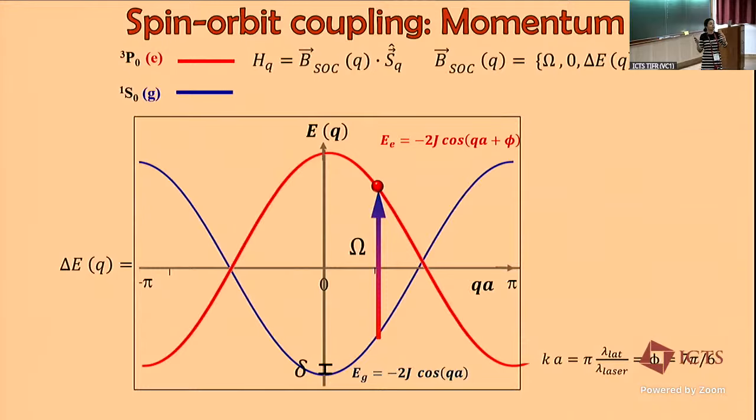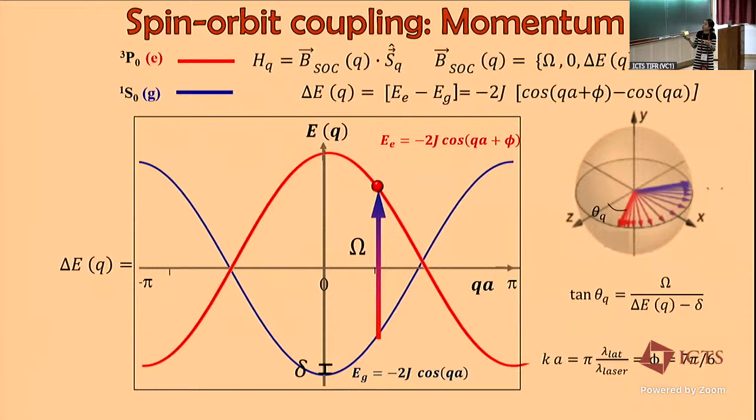This dependence of the momentum of the magnetic field with the momentum of the atom is what characterizes spin orbit coupling. So basically what happens is that now the eigenstate of my system is going to depend on the momentum of the atom. So the orientation of my spin is going to depend on which quasi-momentum I have. So basically the energy split between these two levels changes as a function of the quasi-momentum.